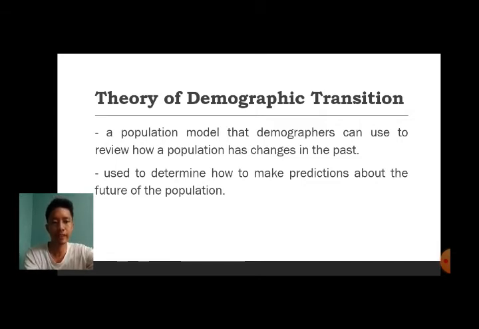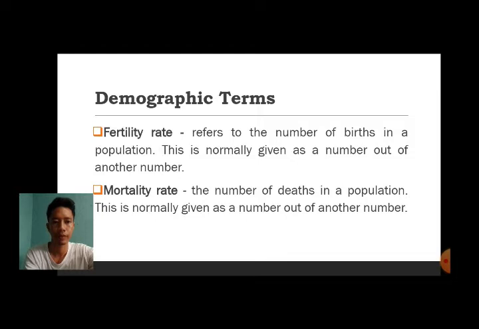It is necessary to go through a few words that will be utilized before looking at the idea of demographic transition utilizing the Dharma population. Fertility rate refers to the number of births in a population. This is normally given as a number out of a number of others. For example, the fertility rate of Dharma was around 31 births per 1,000 women at age 15 to 43.